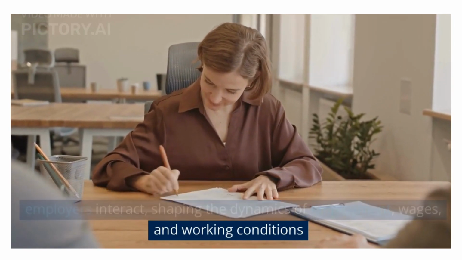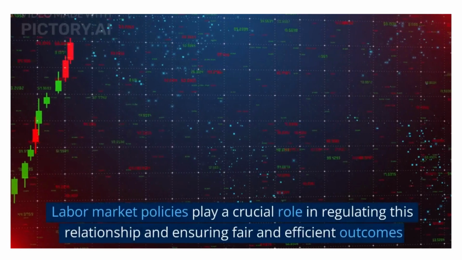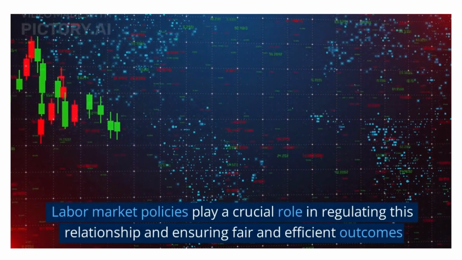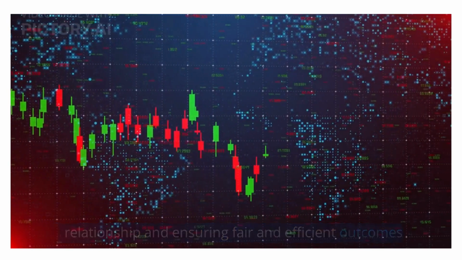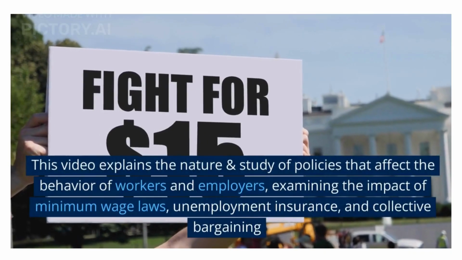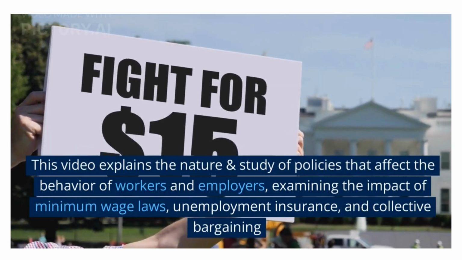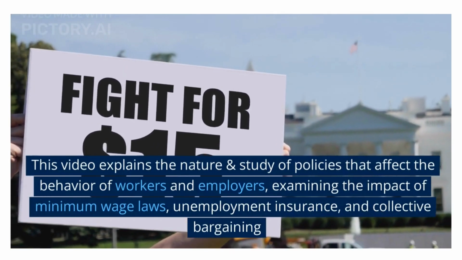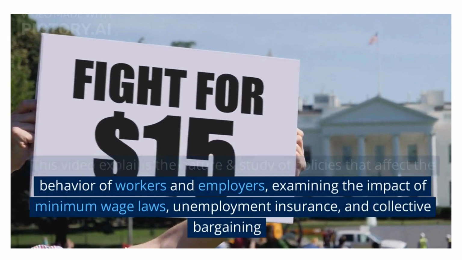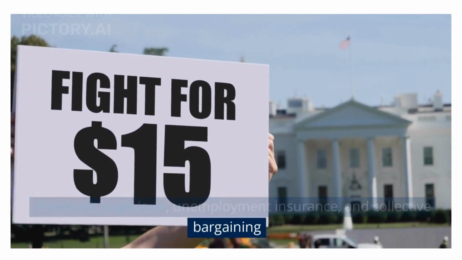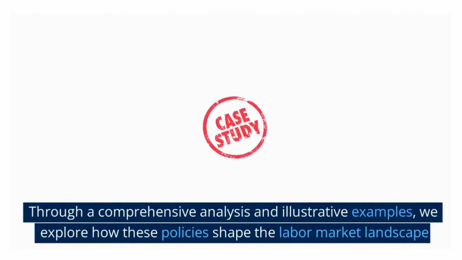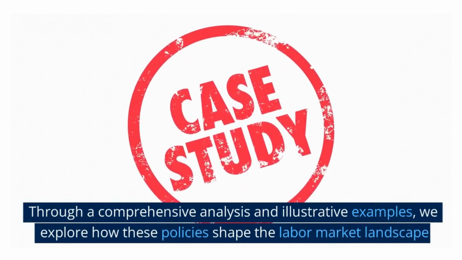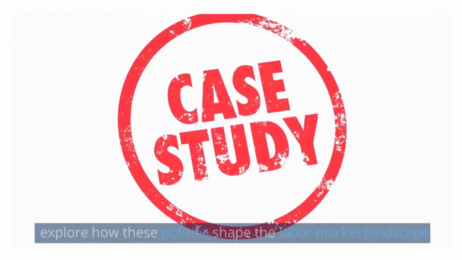The labor market is a complex ecosystem where workers and employers interact, shaping the dynamics of employment, wages, and working conditions. Labor market policies play a crucial role in regulating this relationship and ensuring fair and efficient outcomes. This video explains the nature and study of policies that affect the behavior of workers and employers, examining the impact of minimum wage laws, unemployment insurance, and collective bargaining. Through a comprehensive analysis and illustrative examples, we explore how these policies shape the labor market landscape.